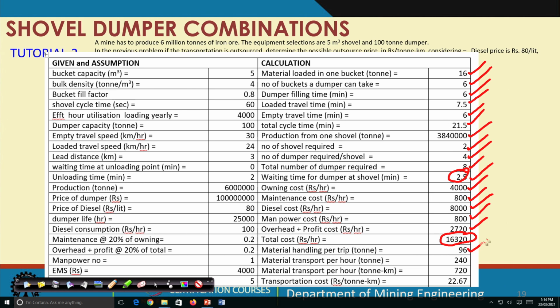Material handling per trip is 96 ton we have found. The material transport per hour is 240 ton, and if you are considering 3 kilometer lead distance, it is coming 720 ton kilometer. So, the total cost divided by this is giving us 22 rupees 67 paisa as the transportation cost in rupees per ton kilometer. So, this is the solved example.